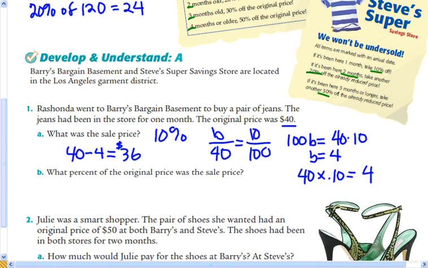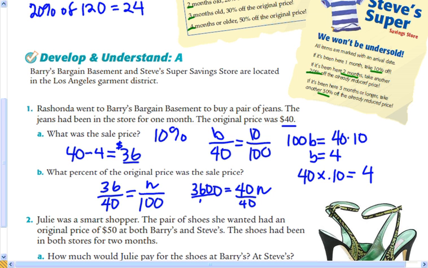What percent of the original price was the sale price? So our sale price here is $36, and we want to know what percent that is out of the whole original price. So we can do this proportion. 36 divided by 40 equals what percent? And so I would do 36 times 100, which is 3,600. And that's equal to 40 times n. Divide both sides by 40. And I get 360 divided by 4 is 90. So it's 90% of the original.